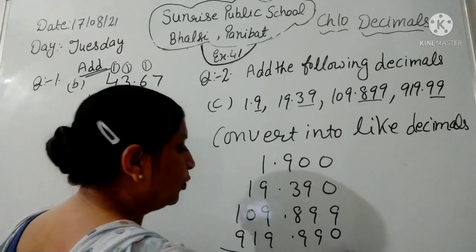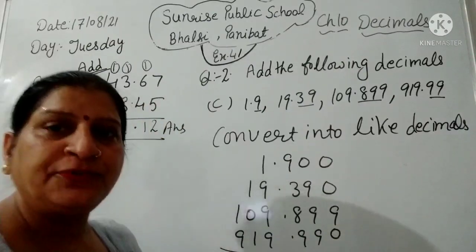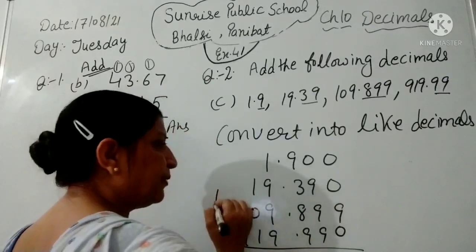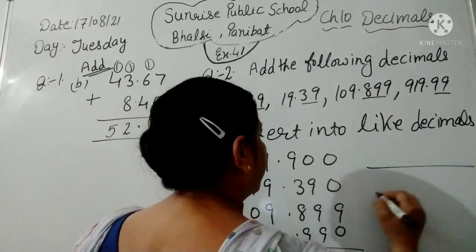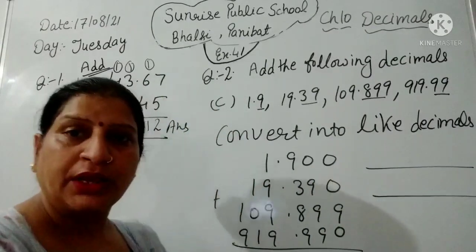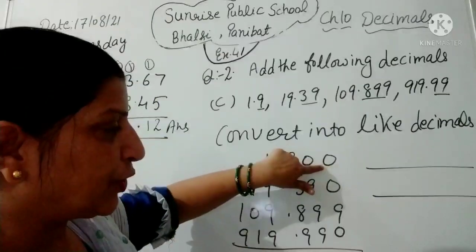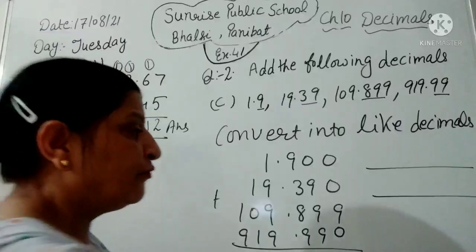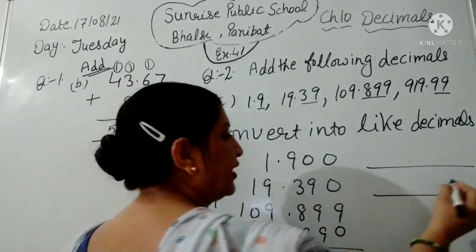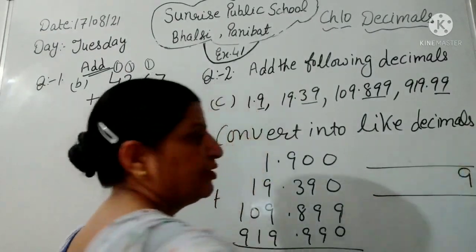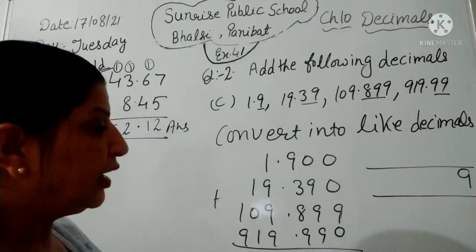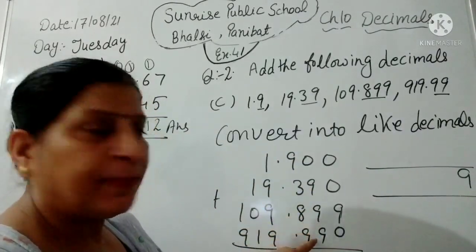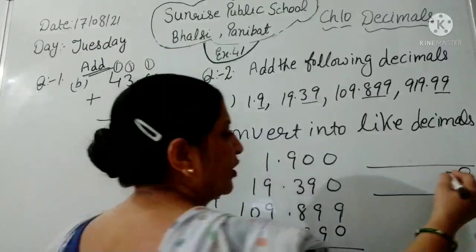Now we start to add these numbers. I will write the addition here on the side. So let us restart. 0 plus 0 plus 9. In this line we have only one digit, that is 9. So we write it here. Now the next: 9 plus 9 is 18, plus 9 is 27.